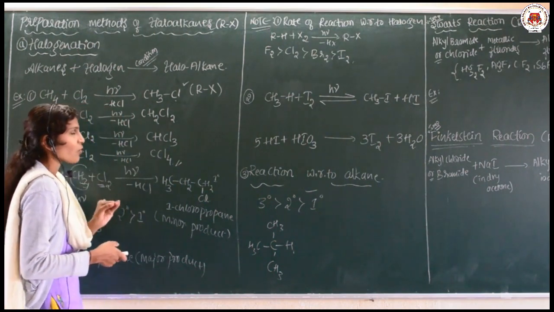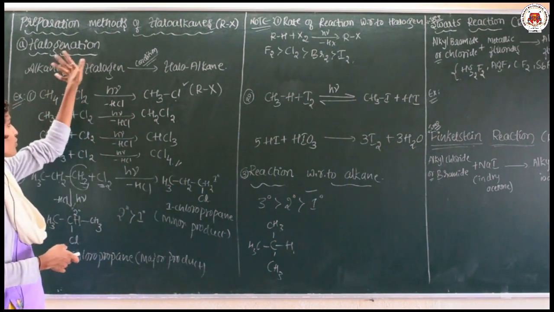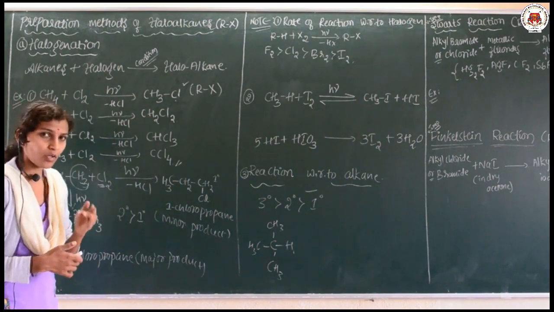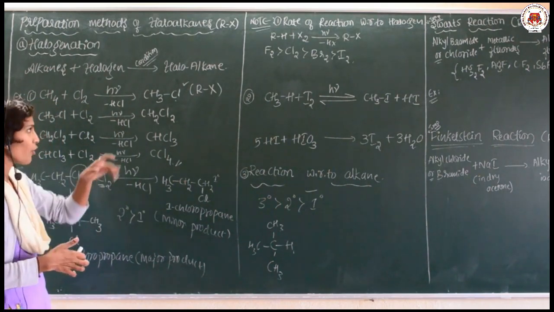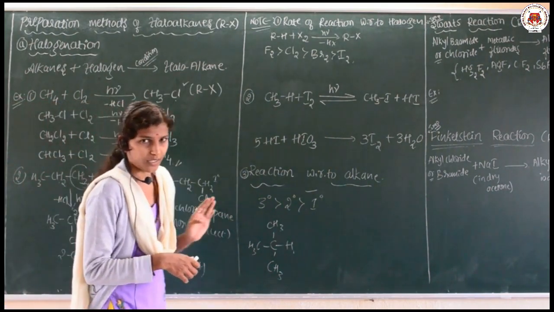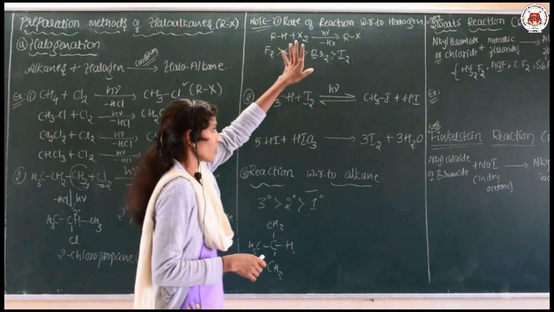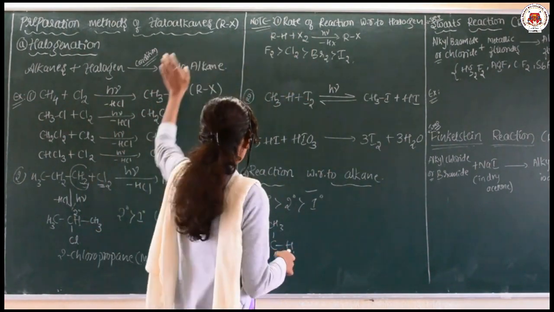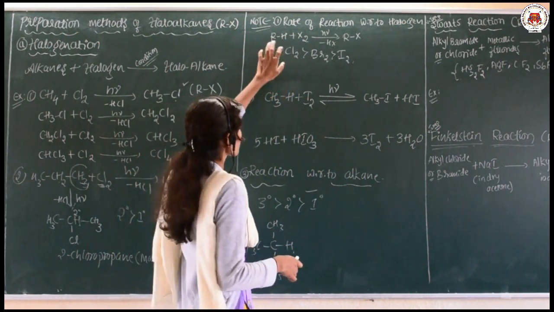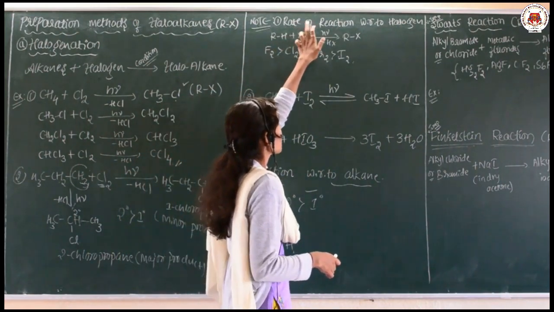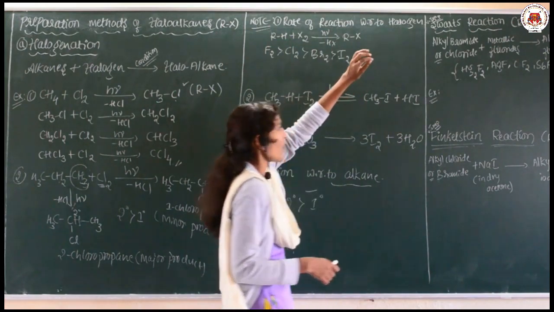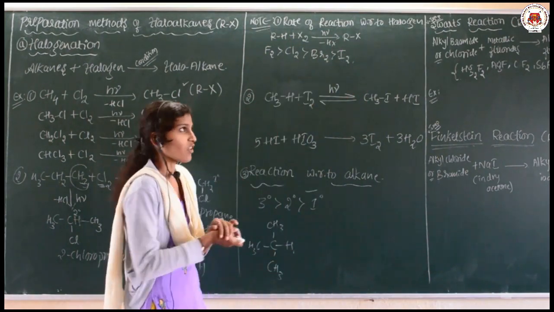So this is how we can explain halogenation, that is the addition of halogen to alkanes in order to get haloalkanes. Clear? Okay. Let us come to some notes regarding this reaction. Let me discuss the rate of reaction with respect to the halogen.